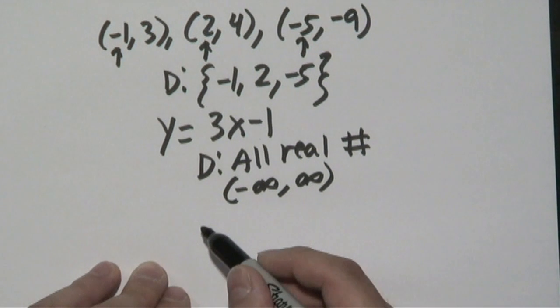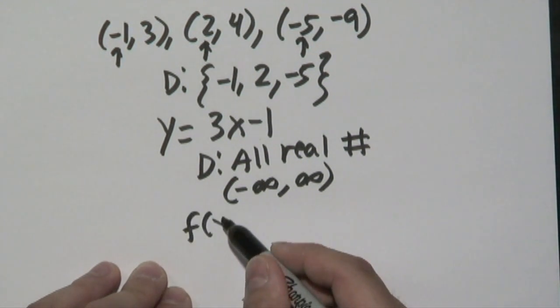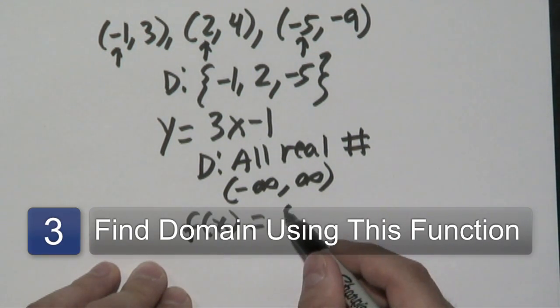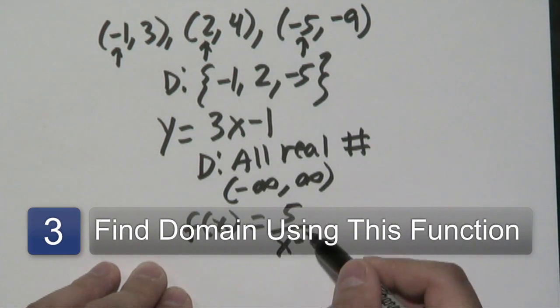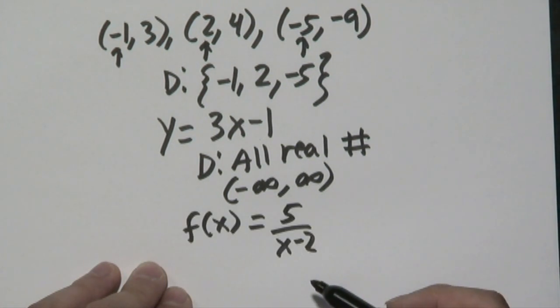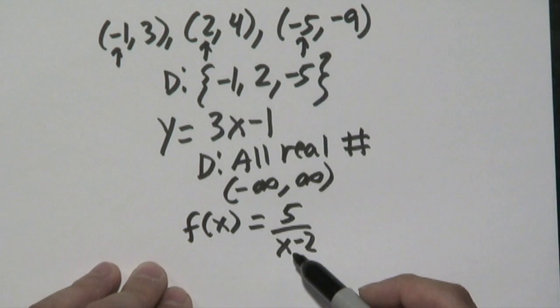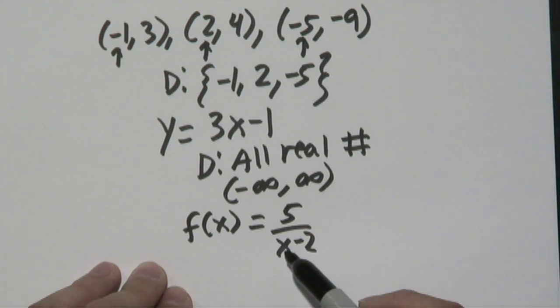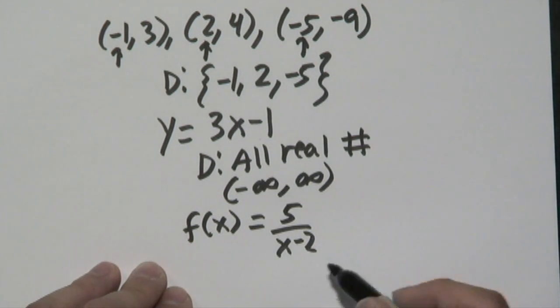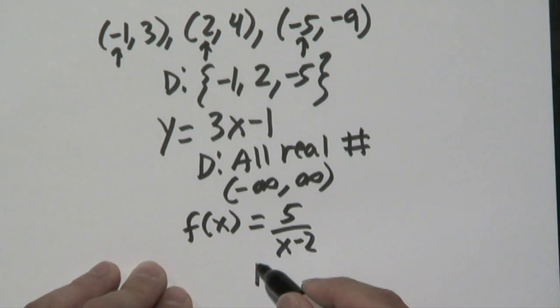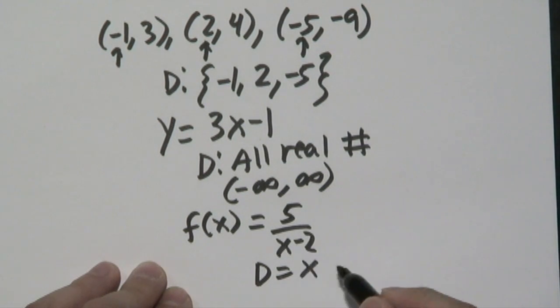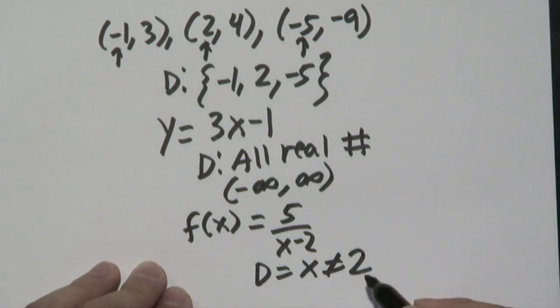Now, another example would be if you had a function, let's just say 5 over x minus 2. One thing you know about fractions is that you cannot have the number 0 in the denominator. In this case, if you look at the x, you know that if you plug in 2 here, you're going to get 0 in the denominator, which you don't want. So in this case, a quick way to say the domain is x cannot equal 2.